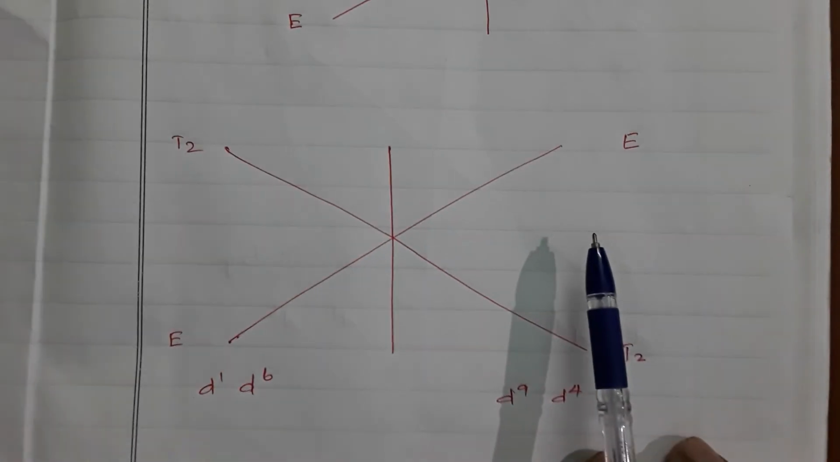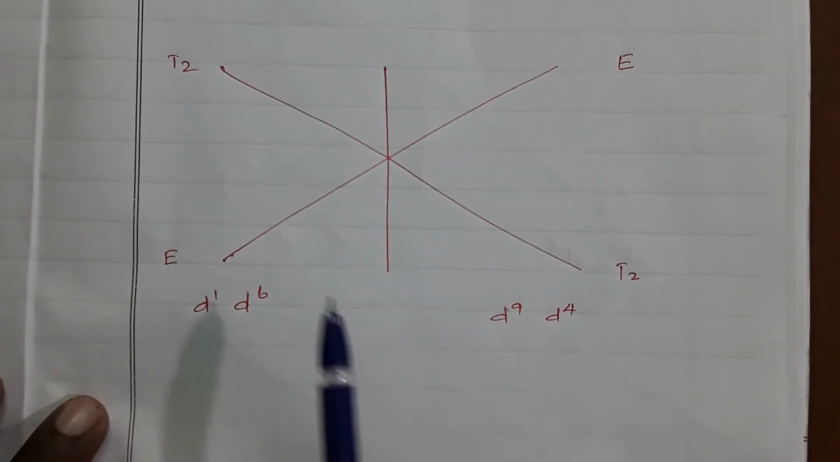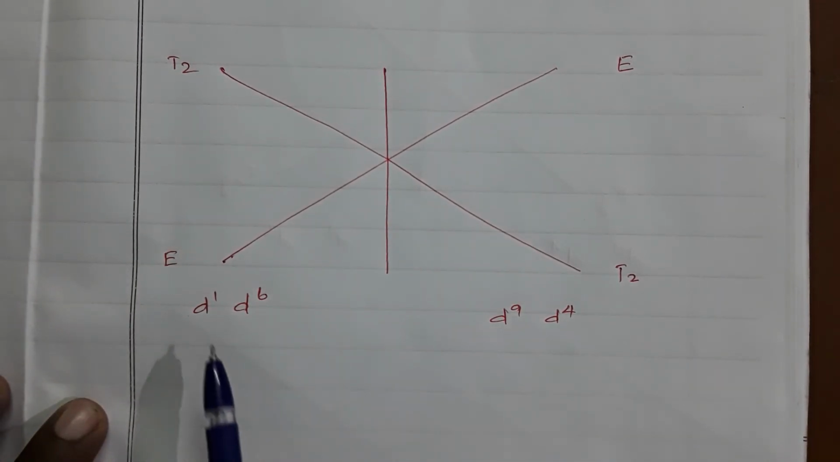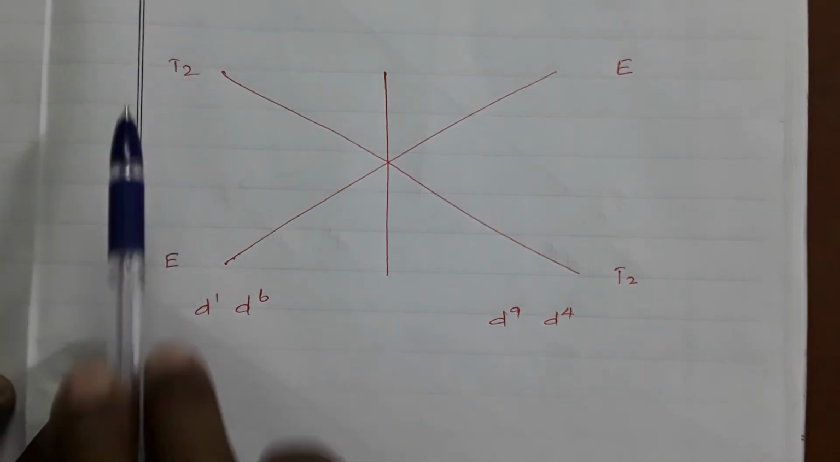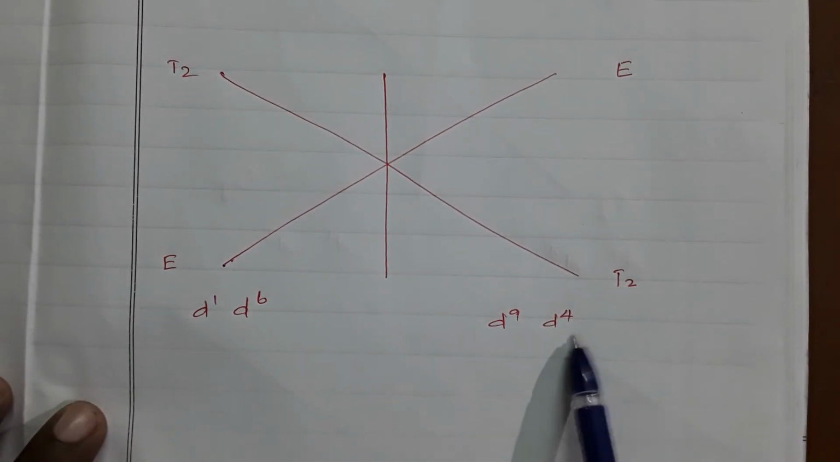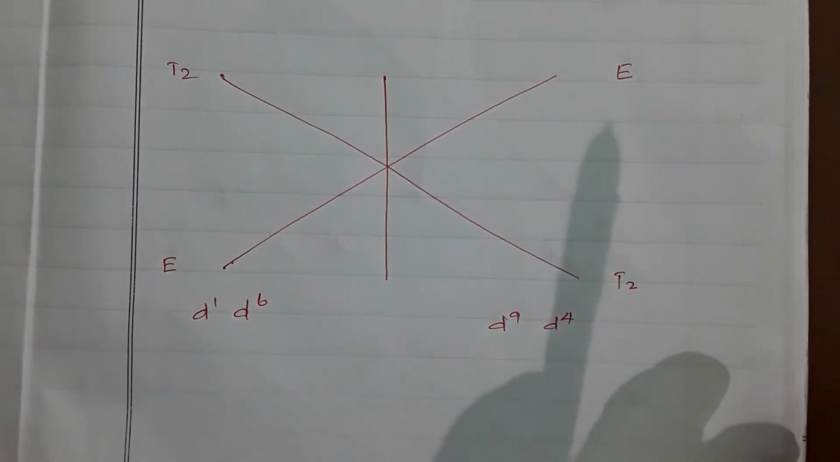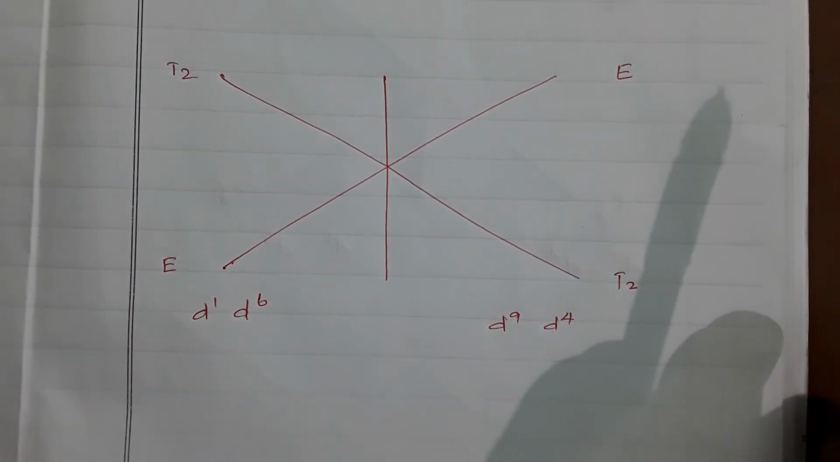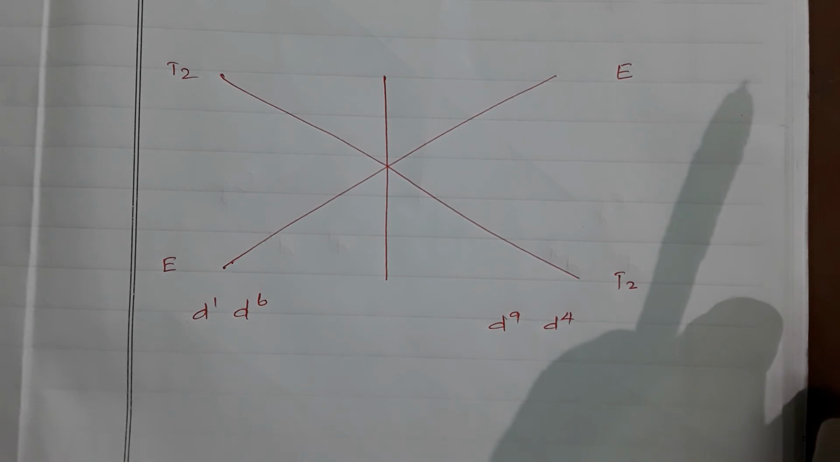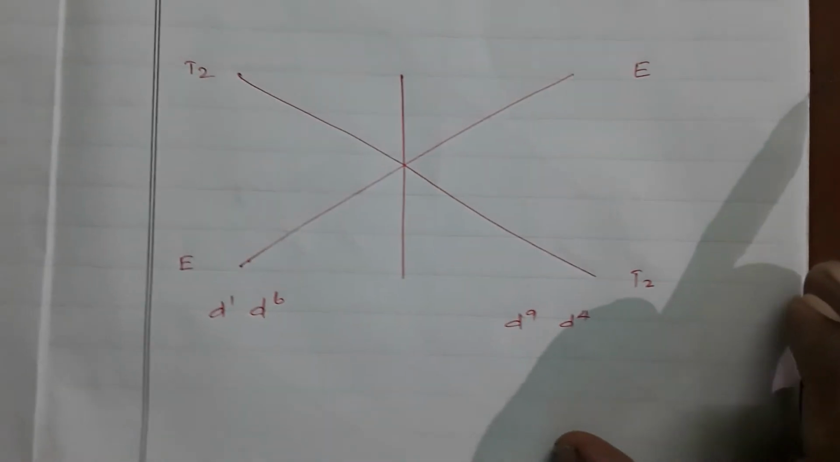By combining these two Orgel diagrams you can write it like this. For d1 and d6 it is E and T2g. For d9 and d4 it is T2 here, E here. Here there is no g subscript, because the tetrahedral has no center of symmetry. That is why you have to omit the g.